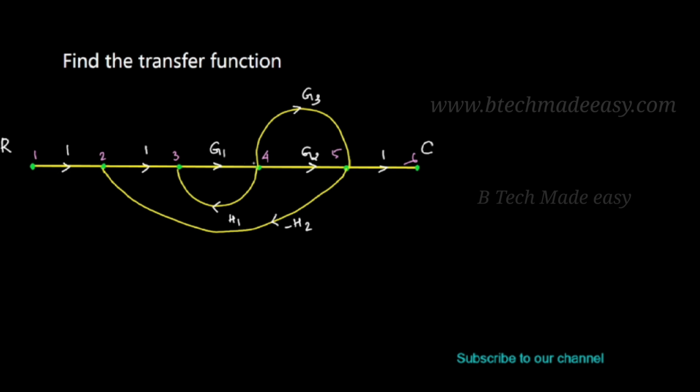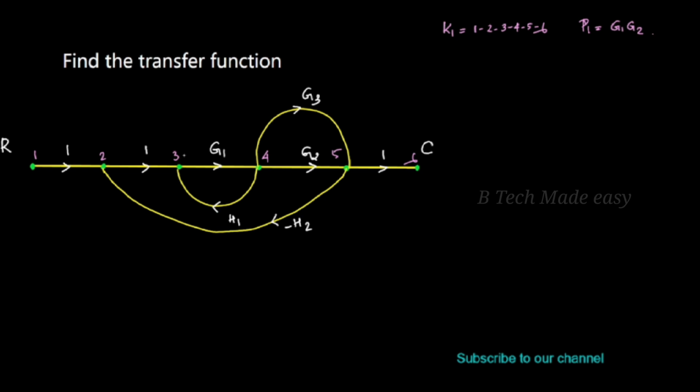This is the first forward path, K1. It goes through nodes 1, 2, 3, 4, 5 and 6. And what is P1 there? The forward path gain, that is G1 and G2.